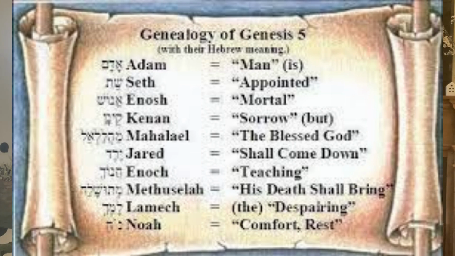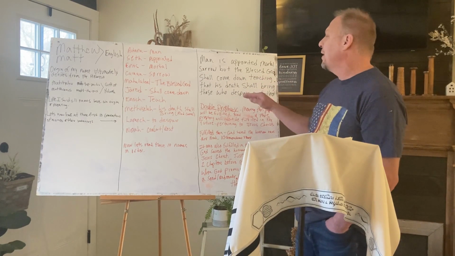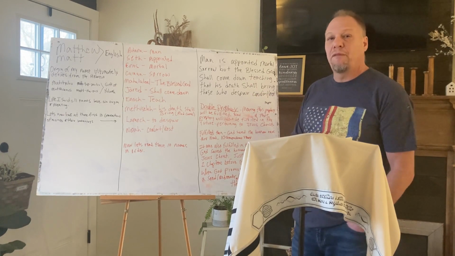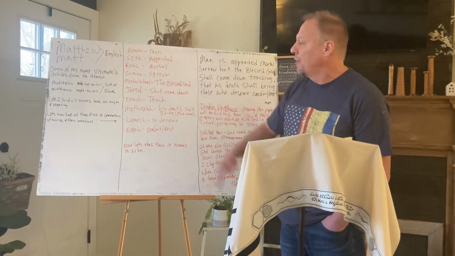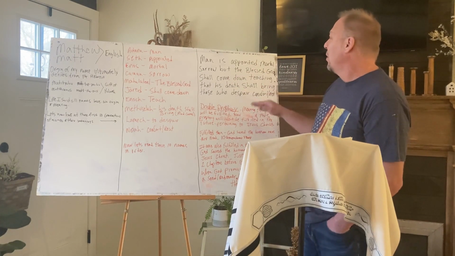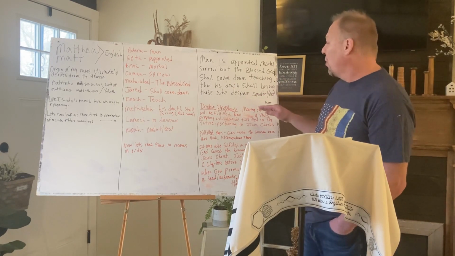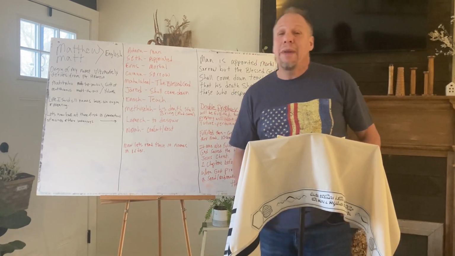So now let's take these 10 names, these first 10 generations listed in the Bible, and let's read them in order and see what they say. Man is appointed mortal sorrow, but the blessed God shall come down teaching that his death shall bring those who despair comfort or rest. Let's read it one more time. This is really cool. It lines up exactly with those first 10 generations of the Bible. Man is appointed mortal sorrow, but the blessed God shall come down teaching that his death shall bring those who despair comfort and rest. That is amazing, isn't it?